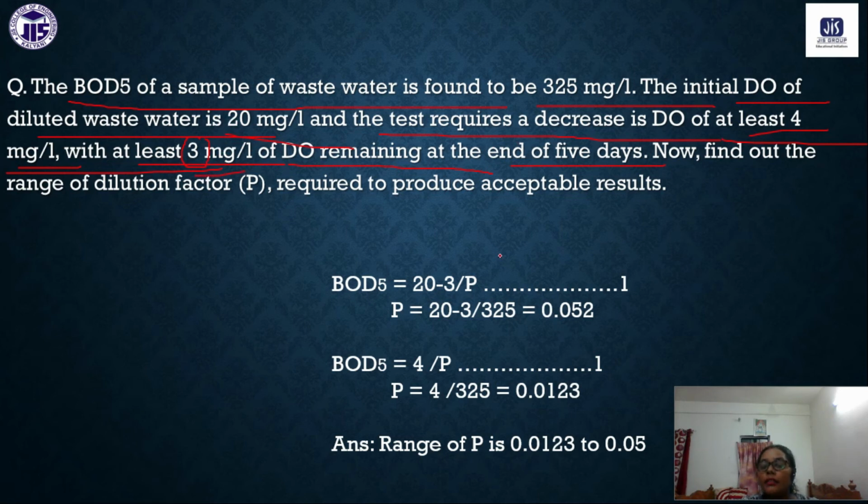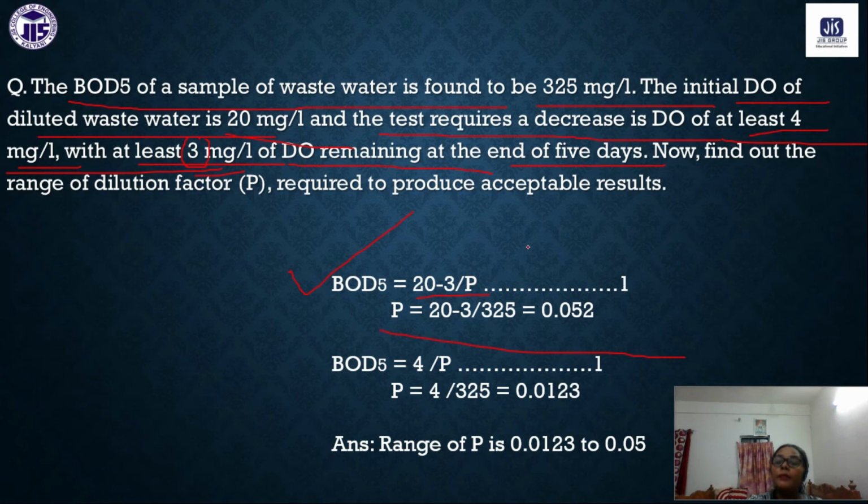So here you can see that for bottle 2 no data are given. That means we have to use the preliminary equation, which is BOD 5 equals DOI minus DOF divided by P. That means the initial value DOI is 20 and the final value is 3. So 20 minus 3 divided by P, which will give you the P value.